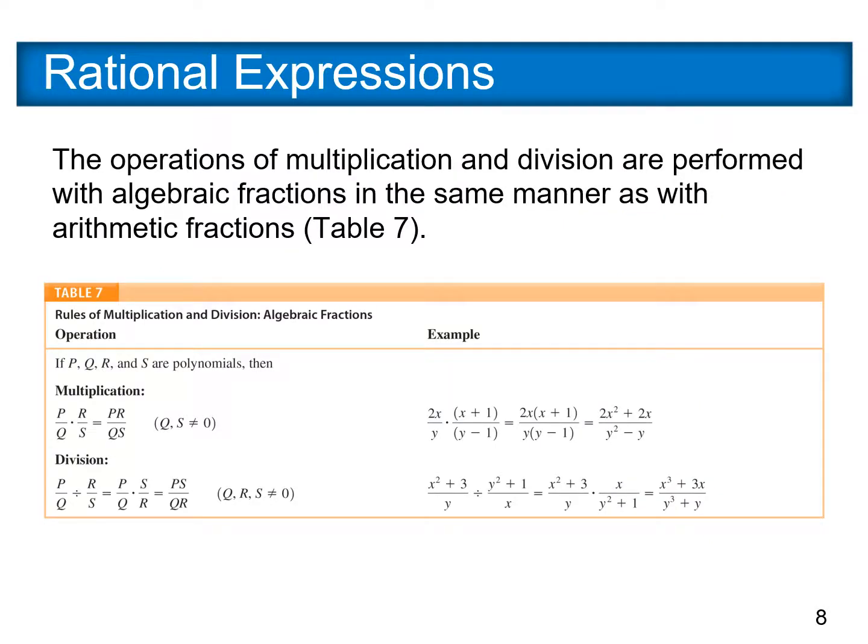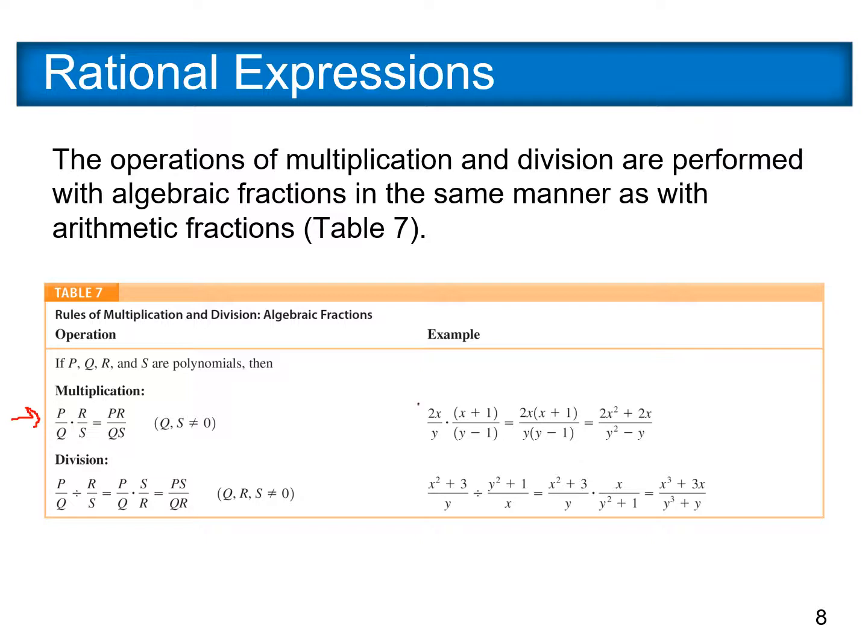Regarding this, I suggest you write down the following formulas that you see on this table. The operations of multiplication and division are performed with algebraic expressions in the same manner as with any other number. The rule of multiplication indicates that if you have an expression p divided by q, and another expression r divided by s, multiplying, you can rewrite the whole thing as pr divided by qs, as long as q and s are different from 0.